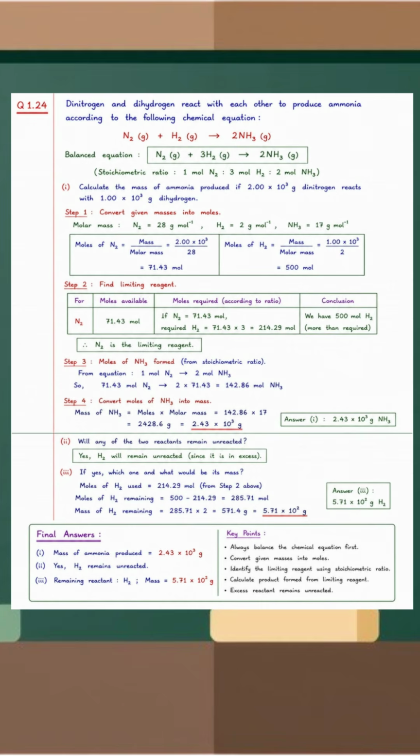Answers. Mass of ammonia is 2.43 into 10 to the power 3 grams. Hydrogen remains unreacted. Remaining hydrogen mass is 5.71 into 10 to the power 2 grams.